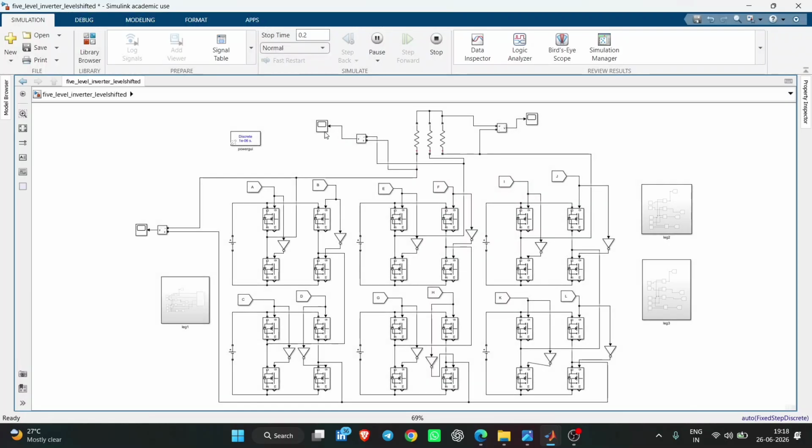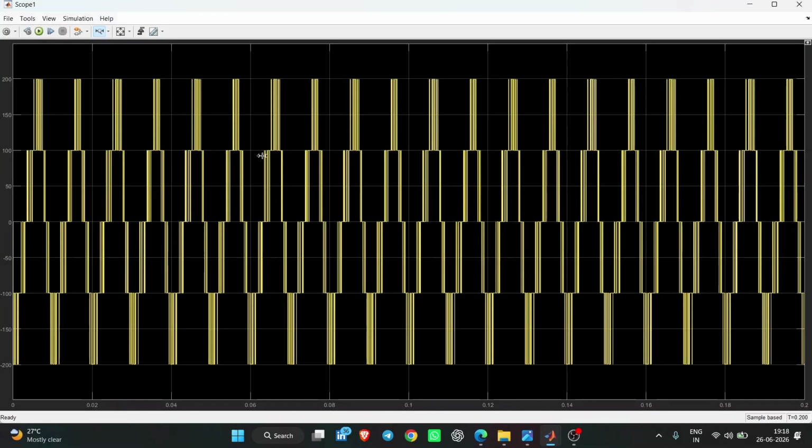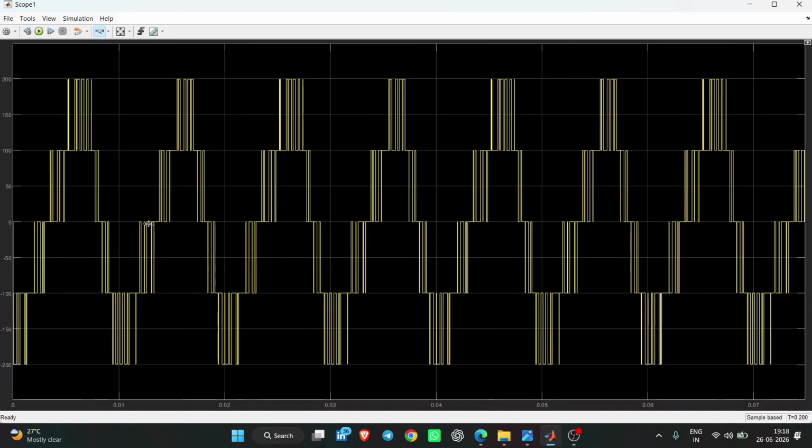It will take some time. Let's go to the waveform directly. Here you can count the number of levels: 1, 2, 3, 4, 5. So a total of 5 levels are there.